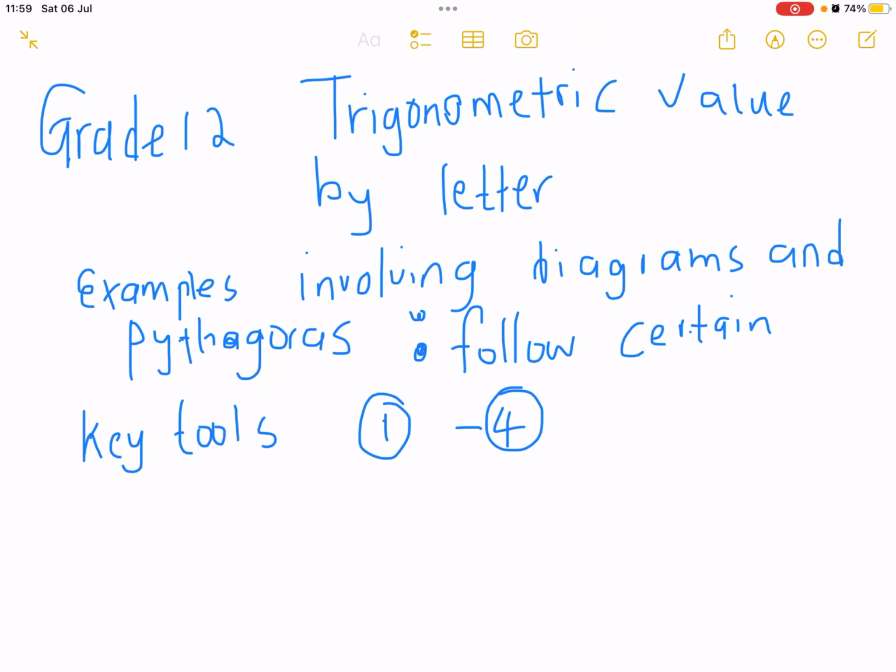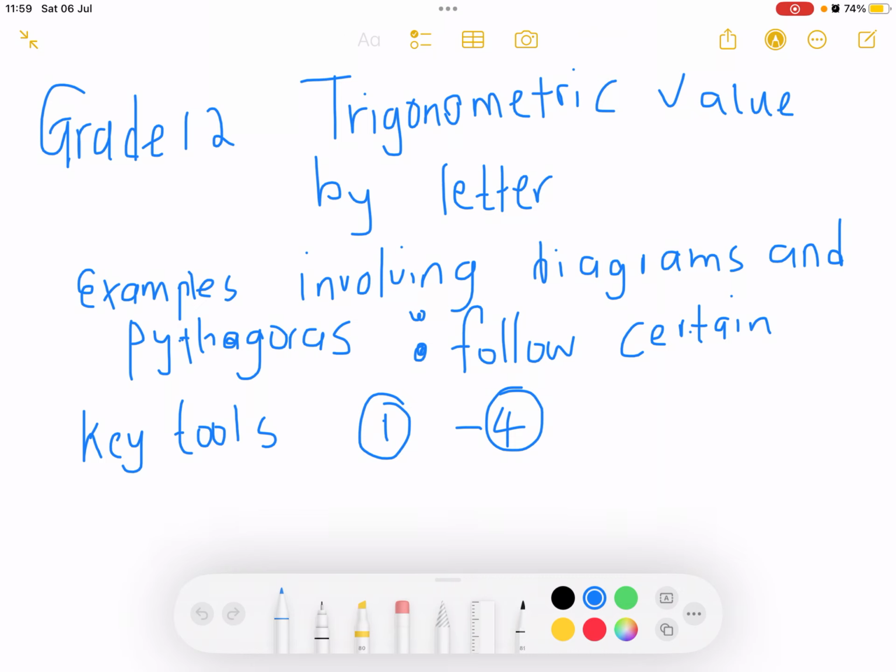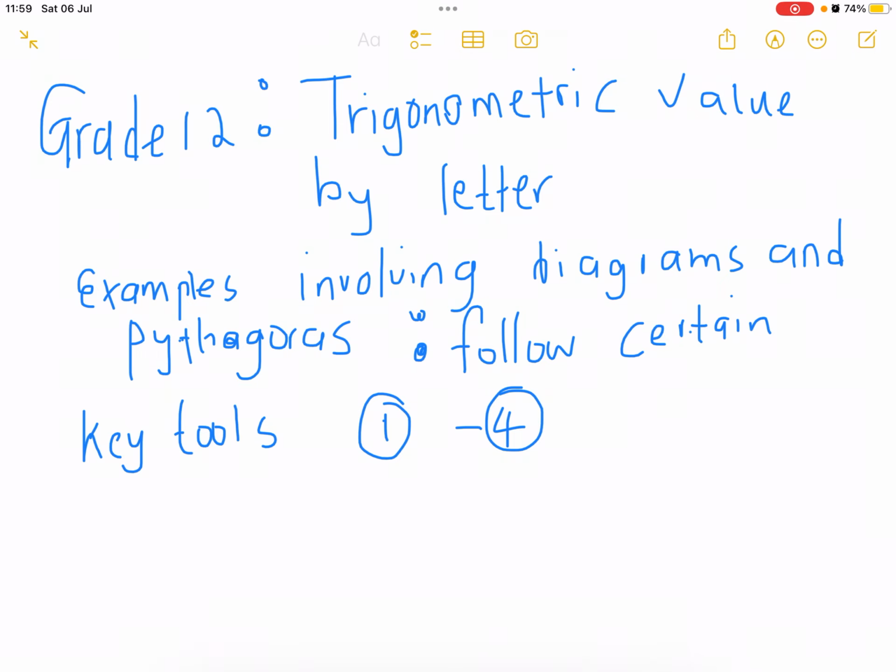Today we're going to be looking at grade 12 trigonometry, which I call trig value by letter, and that is when you're solving for trig ratios with an unknown variable without using a calculator. So I'll break it down in 4 key steps with the following example.